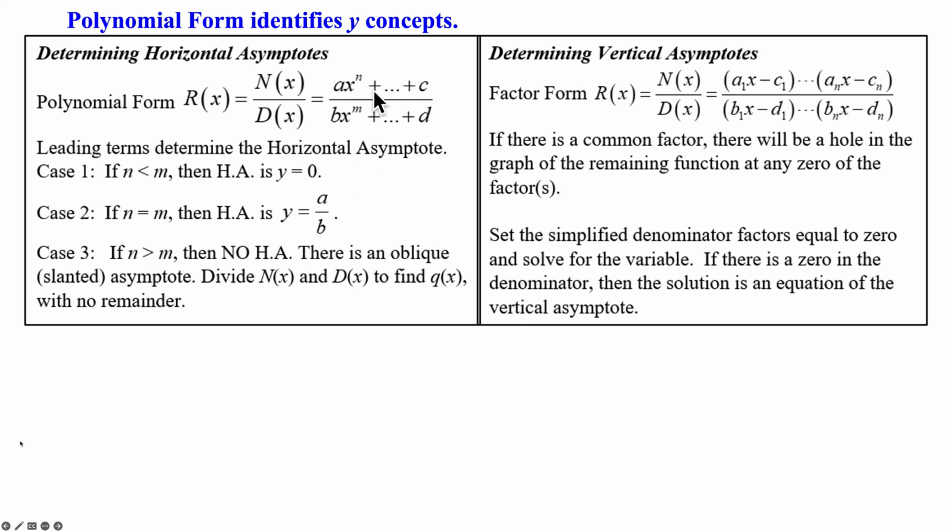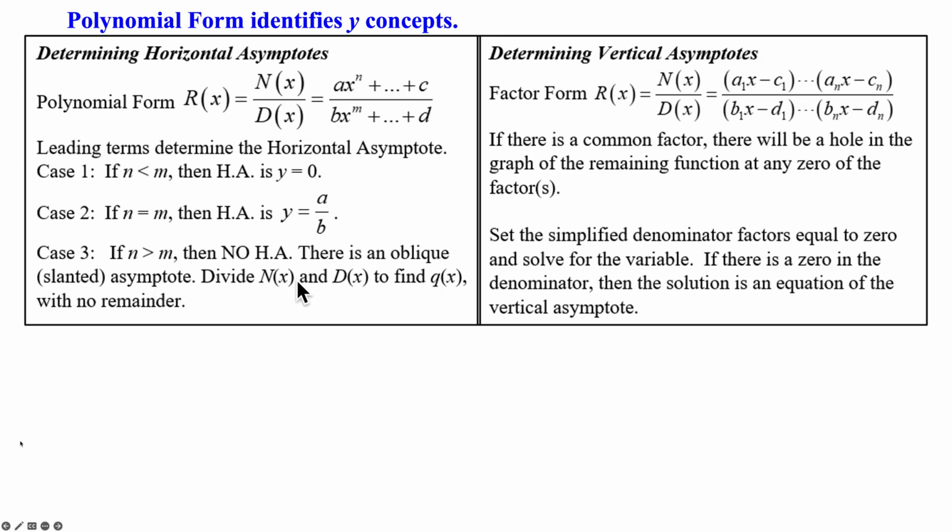And case number 3 at the end, now if the top power n is bigger than the bottom power, that means now the numerator is getting bigger faster than the denominator. We're heading off to infinity. So that means we're going to have a slanted line where one side goes to positive infinity, the other side goes to negative infinity, or in case it's a downhill line, then we just reverse it. All right, to find that line, okay, since there's no horizontal asymptote, it's called an oblique, or we're going to call it a slanted asymptote.